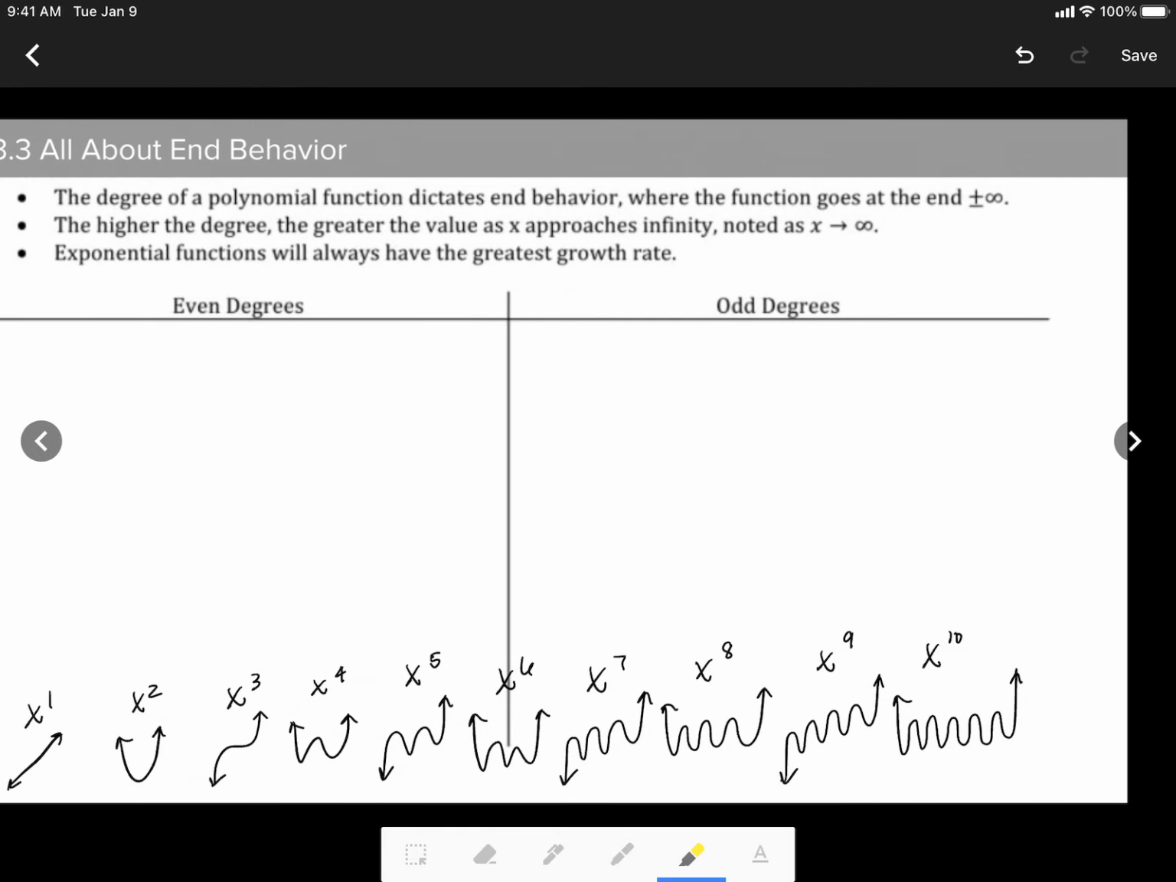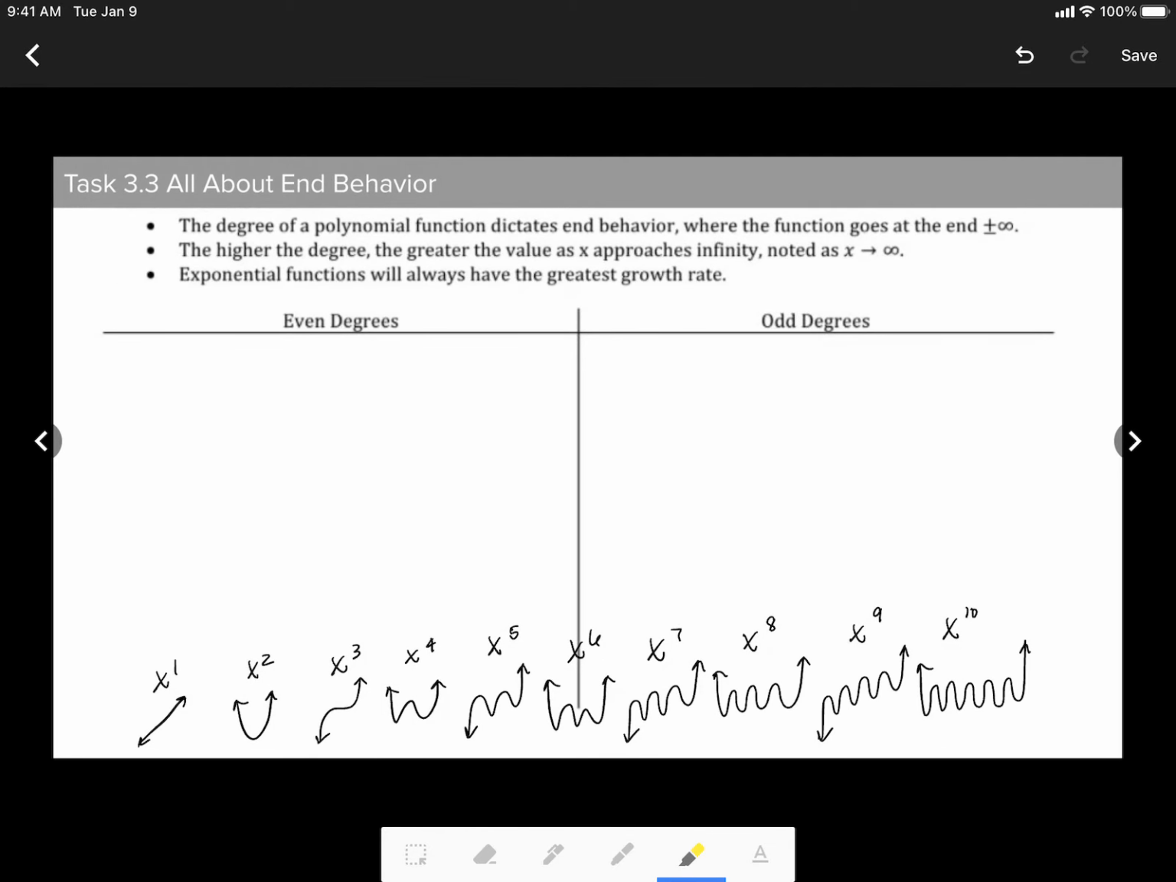But let's go back to that even and odd look different. Let's just focus on the evens. Here's an even, here's an even, here's an even, here's an even, here's an even. Look at just those evens. What do you guys notice? What makes these different than the odds? What do you notice?